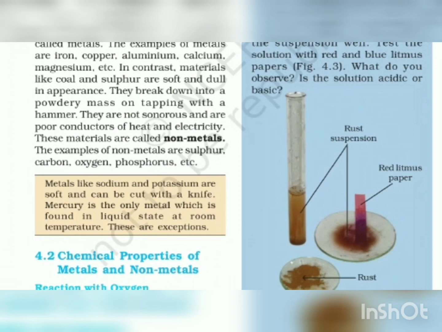Now I will give one small piece of information about metals: sodium and potassium are soft. It is exceptional, we can say. They are very soft and you can cut them with a knife. And mercury is also a metal which is found in liquid state at room temperature. This is the only metal you can find in liquid state at room temperature. The rest you will find in solid state.